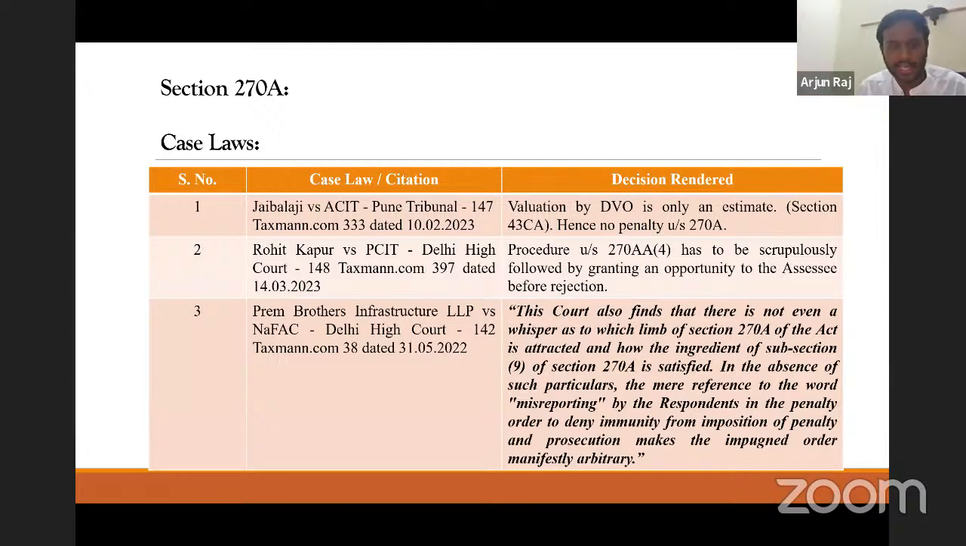I just captured 3 case laws where this 270A has been adjudicated. There was one case where the DVO has valued it under 43CA. They say the valuation would amount to an estimate and 270A will not get attracted. And the Delhi High Court, there are various case laws where they say the procedure has to be fully complied with while granting an opportunity to the assessee either to reject or not to reject, even in the context of underreporting. And the other aspect is 270A subsection 9. In case the AO invokes 270A subsection 9, he will have to specify which limb it falls into to call it a misreporting. Only then the assessee shall be denied of that immunity.